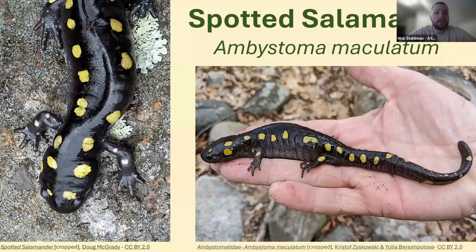This is in the genus Ambystoma, which are the mole salamanders, and they get that name because they are underground a lot. Maculatum just means spotted. These are very large bodied, kind of oily black on the top, with very conspicuous yellow to yellow-orange spots, in various amounts all over the head, the body, and the tail.